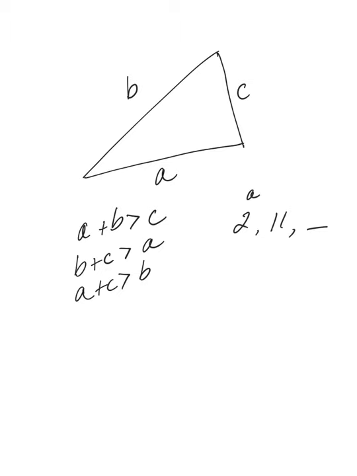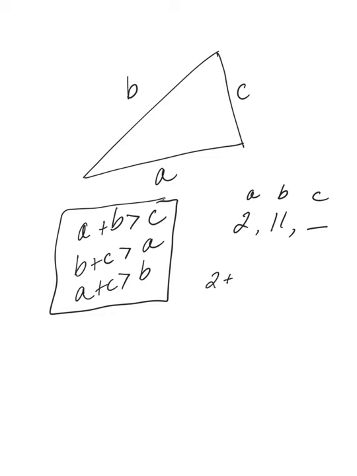If I was to label these A, B, and C, and I could label them A, C, and B, it honestly doesn't matter because it has to be true for all three of these scenarios. So if I did 2 plus 11, that has to be greater than C. So therefore, 2 plus 11 is 13. So C would have to be greater than 13.